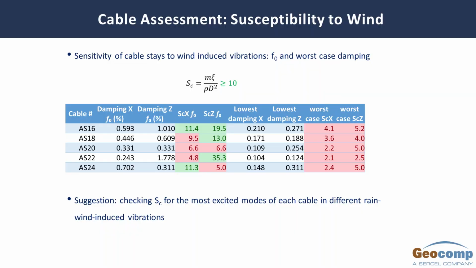Scruton number from the PTI guideline. We looked at the current case regarding the first mode, and half of the cables were effective. We also looked at the worst case, where we looked at the least amount of damping ratio, and found out that the Scruton numbers were a little low. I'm going to skip this part just to be efficient with time.